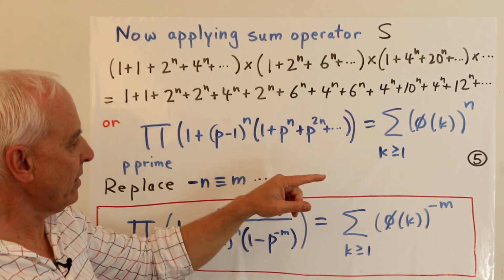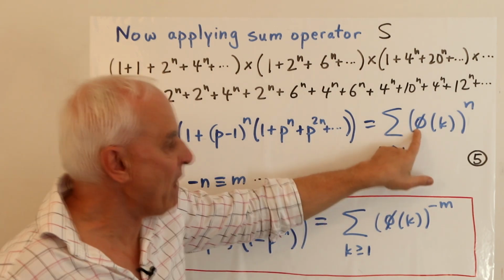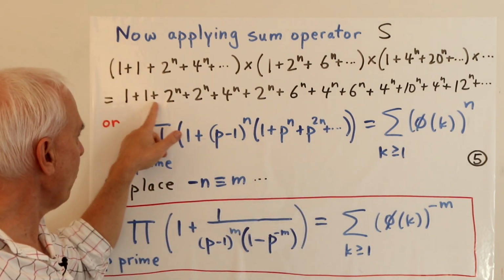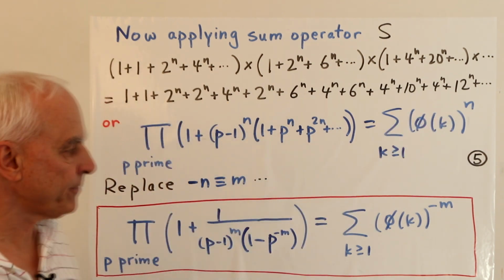On the right-hand side, well, we're summing over the natural numbers k. We're taking phi of k. Those are these numbers, 1, 1, 2, 2, 4, 2, etc. And we're raising them all to the nth power.